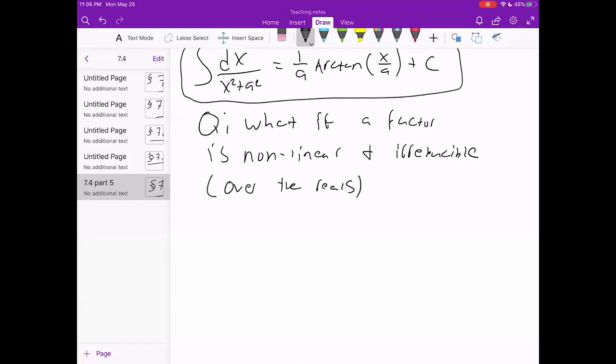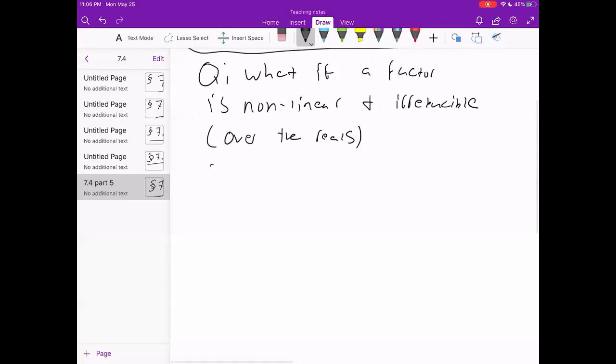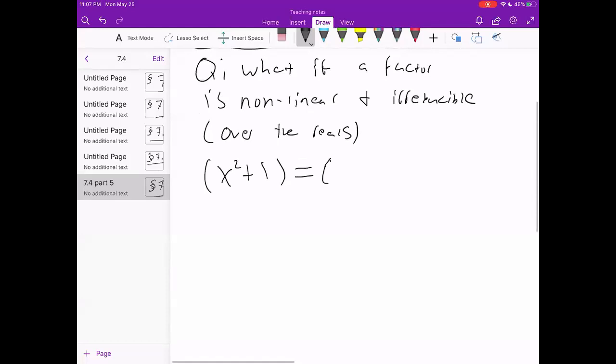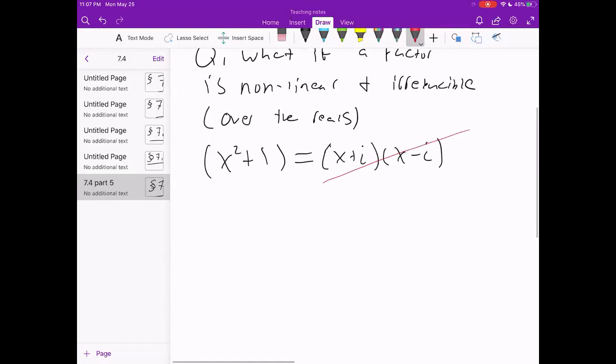Okay, so we have a nonlinear and irreducible factor. So what that means is, if I had a factor like x squared plus 1, x squared plus 2 works also, but this is easier to think about. So you might say, okay, if I want to factor this, is it able to do that with real numbers? And the answer is no. Even though I can write this as x plus i times x minus i, if you're comfortable with complex numbers, I'm not going to worry about that because we aren't talking about how to integrate with complex numbers here. We're doing our integrations with real numbers. So we don't want to consider factorizations like that.